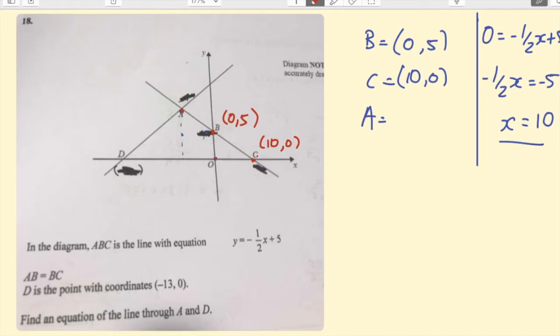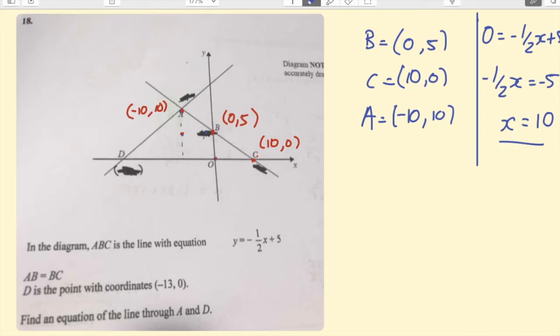Would you go 10 units? Yep, 10 units left from B and 5 units up again. So from 0, 5, if I go 10 units left, I'll be at minus 10. And 5 units up, I'll be at 10 on the y-axis. So point A must be minus 10, 10. Is there anything in there that didn't quite make sense? Yeah, that made sense. Okay, great.